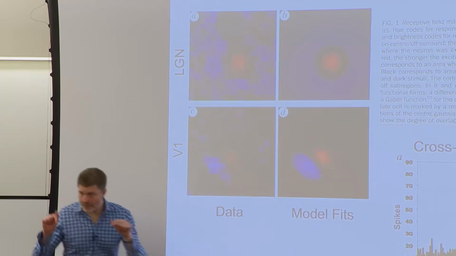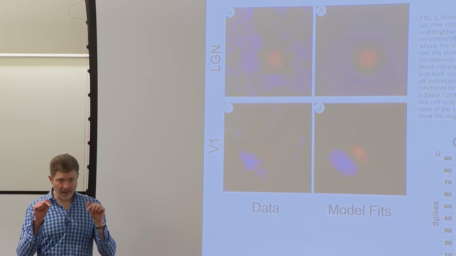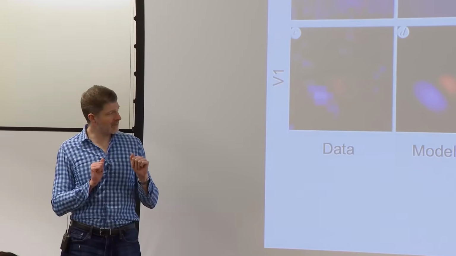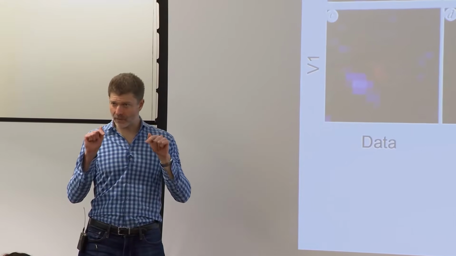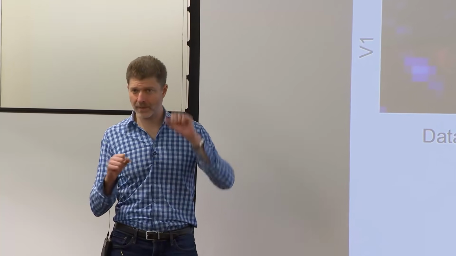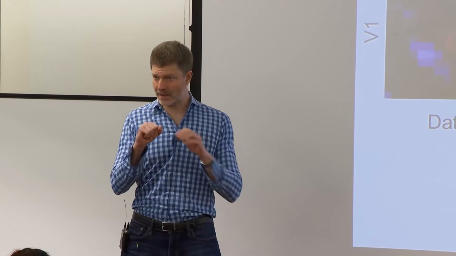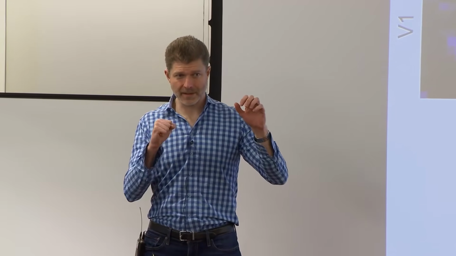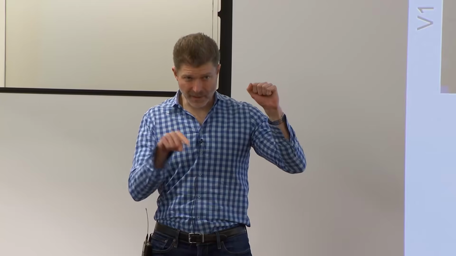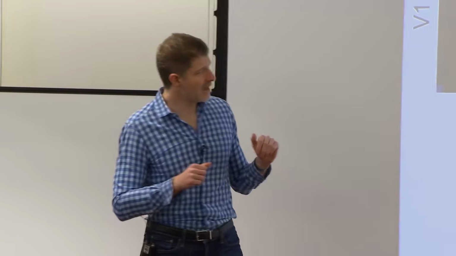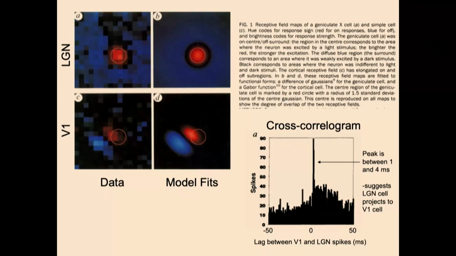Okay, so they would record from these pairs of neurons, right? And then the question was, are these neurons connected? One way that you can get some evidence for that is to look at the relationship in time between spikes that are fired in one neuron and spikes that are fired in the other. The idea is that if the LGN neuron is providing input to the V1 neuron, then if the LGN neuron spikes, the V1 neuron should be likely to spike just a little bit afterwards. And the way that you detect that is by measuring something called the cross-correlogram.